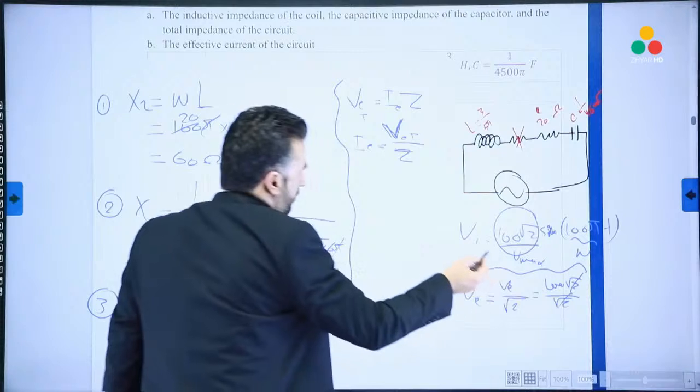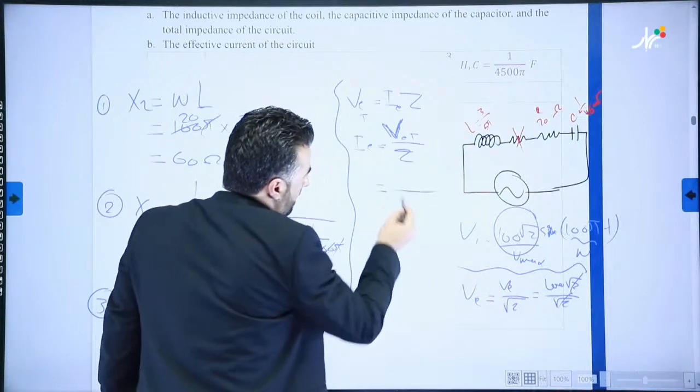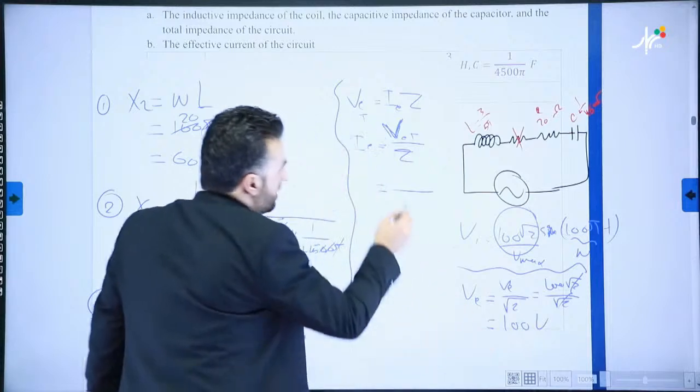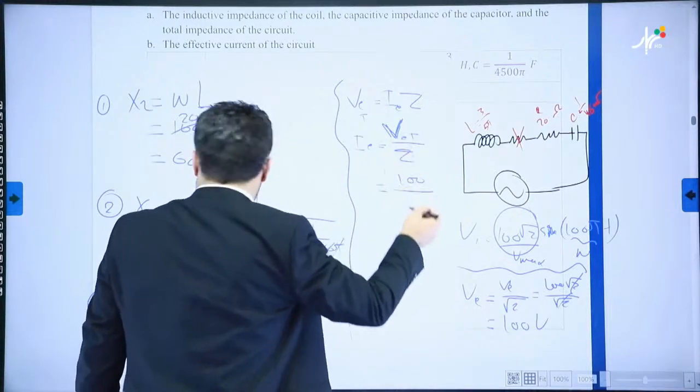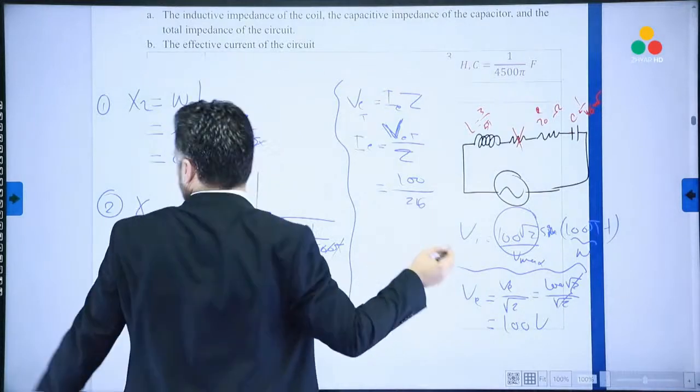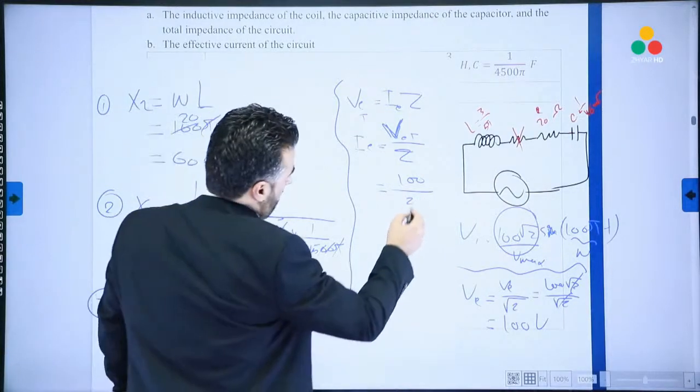So these two cancel out. So of course V effective is going to be 100. Let's write it down. V effective is 100 volts here. So we'll say 100 volts divided by the total impedance, which was 25 there.